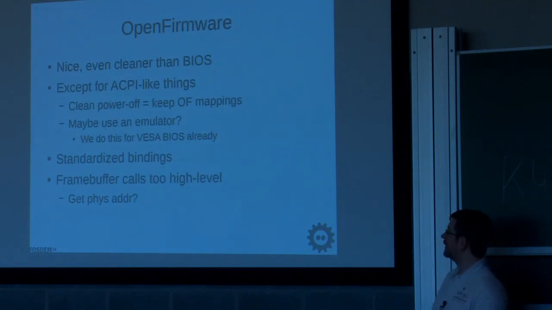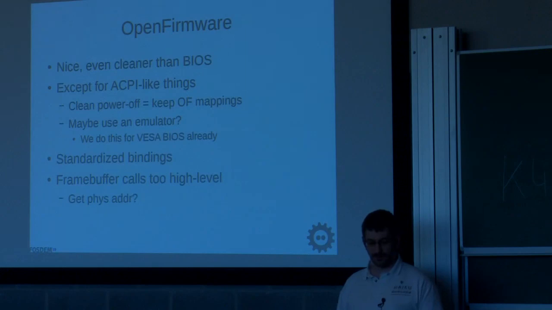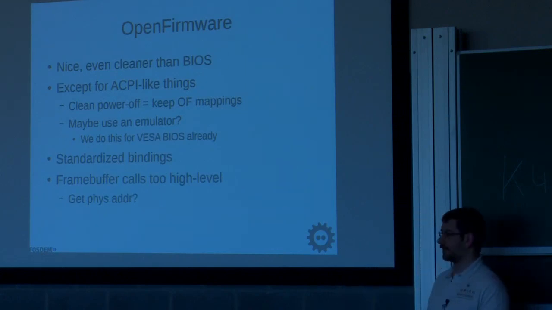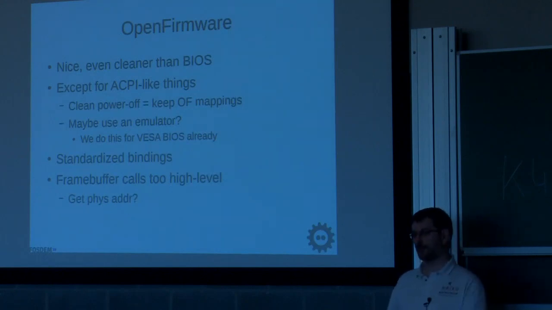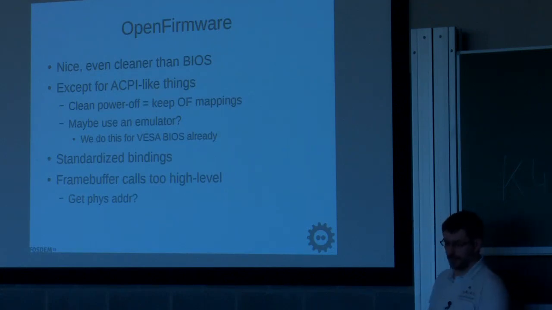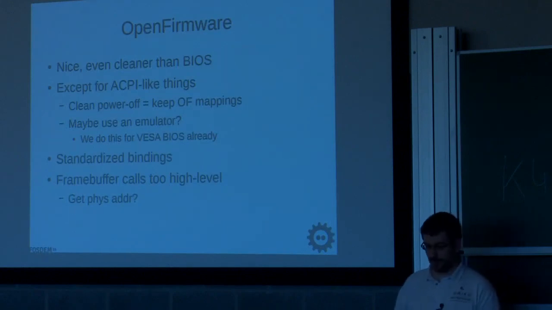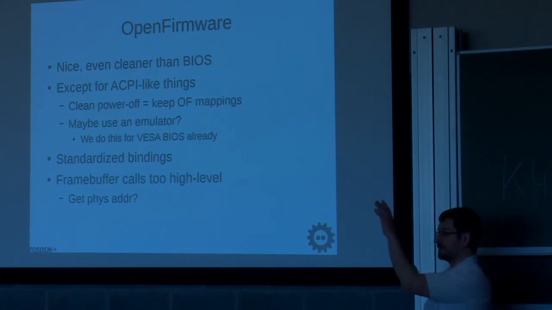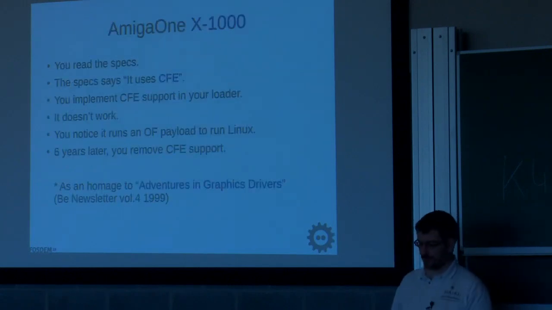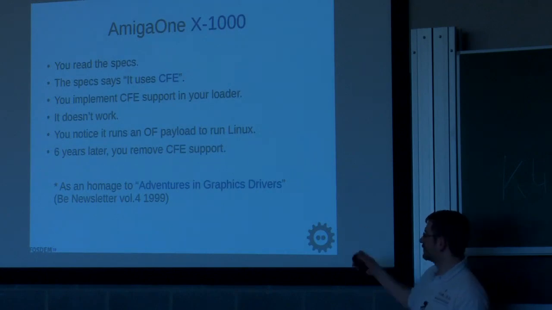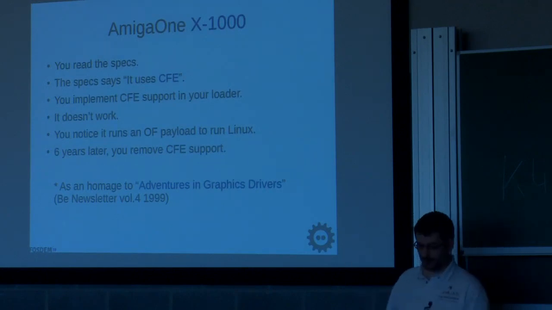OpenFirmware, well, it's nicer than the BIOS, actually. It's cleaner, except for interactive things, like shutting down the computer. How do you do it without ACPI? Well, you have to call OpenFirmware, which means you have to keep all the mappings, so OpenFirmware actually still runs. Maybe we should use an emulator. We do this for the Video BIOS on x86. Also, there are standardized bindings, except for the frame buffer, for example. You can actually draw to the screen, but you can't know where it is in memory, so it's not that useful. Well, this one is quite weird. I ended up writing stuff for nothing, but yeah.